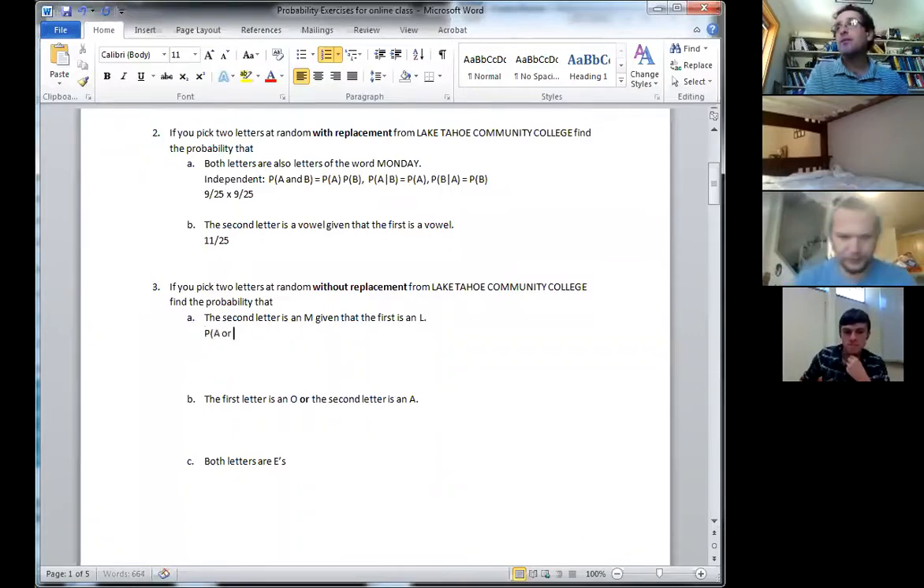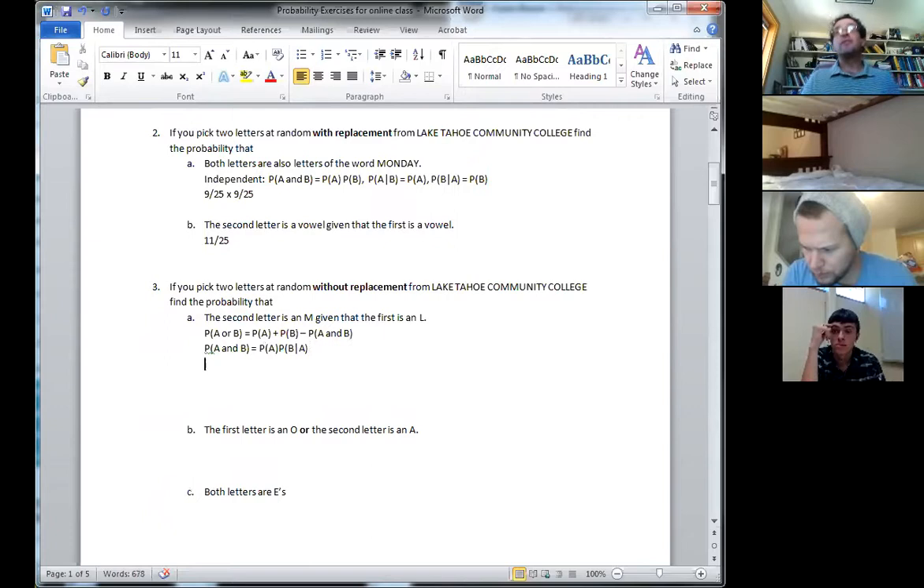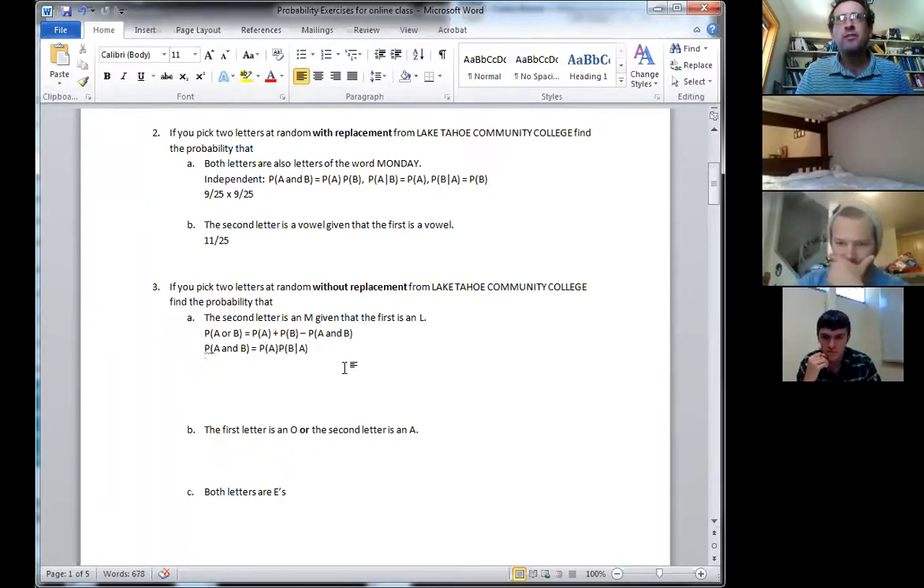Probability of A or B equals the probability of A plus the probability of B minus the probability of A and B. So you have to remember that formula. And then the second formula was the probability of A and B equals the probability of A times the probability of B given A. So if you're not using those two formulas, you're not getting it right. Let's see if you can do it. Okay, so 2 out of 24, 4 plus 2 minus 4 times 2.